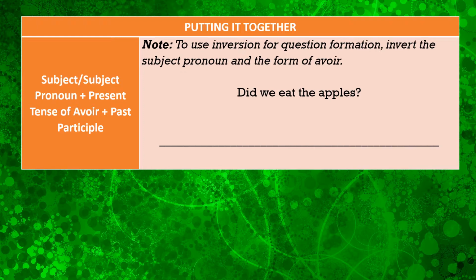All right. To do this in the Passé Composé, you say, avons-nous mangé les pommes? Notice we do the inversion with the helping verb. Again, we leave the past participle out of it. All right. And also in French, whenever we invert subject pronoun and verb, we connect the two with a hyphen. All right. So there you have it. Avons-nous mangé les pommes?